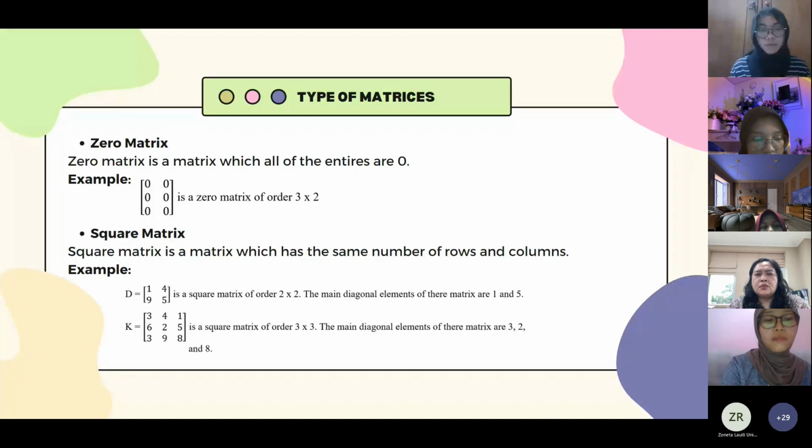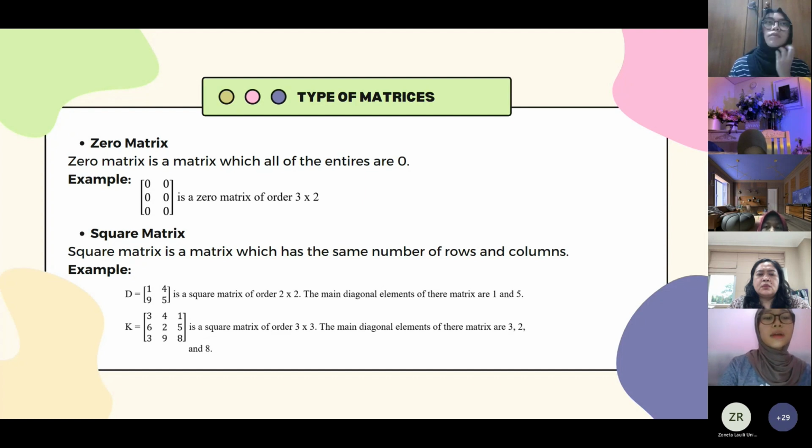The fourth type of matrix is the square matrix. A square matrix is a matrix which has the same number of rows and columns. Example, D = [1 4; 9 5] is a square matrix of order 2 by 2. The main diagonal elements of the matrix are 1 and 5. As you can see in matrix D, 1 and 5 are the main diagonal elements.